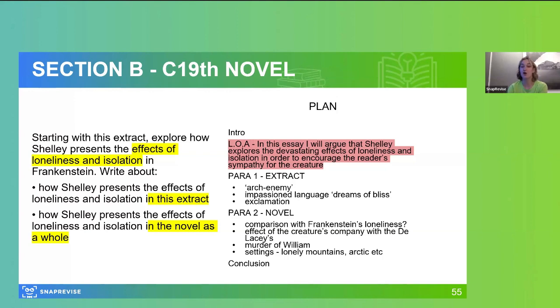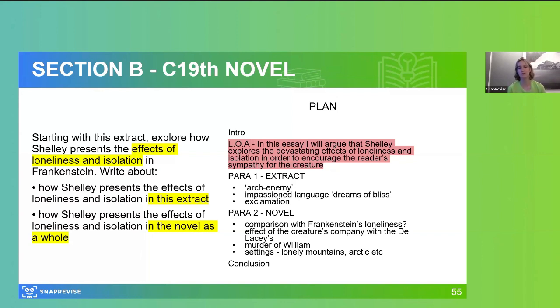So from the extract, I have picked things like the arch enemy, the impassioned language of dreams of bliss, and again, the exclamations. Thinking about later in the novel, how else you could talk about how Shelley presents loneliness and isolation and the effects of this. I think it's also good to consider, because it is a text which is primarily concerned with the battle between two characters, I think it's also really important to recognize Frankenstein's loneliness, how Victor's work often ends up in him being isolated from other people because of his obsession with his work, and because almost in humanizing the creature, he dehumanizes himself because he removes himself from society. So you could talk about that.